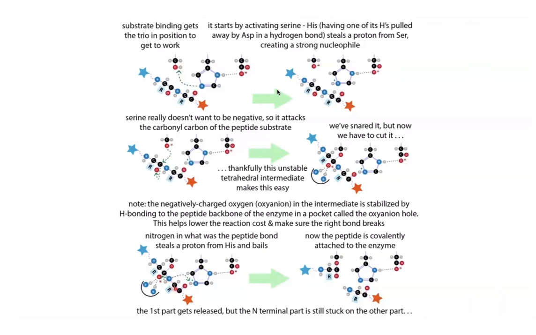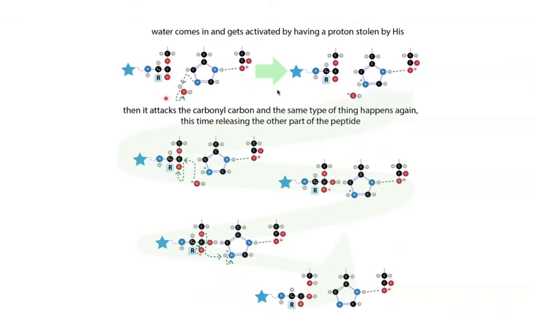This is going to break the first part off, but the N-terminal part is still stuck on the other part. So you still have a part that's stuck to the enzyme, and then you have a part that has been broken off. In order to use this enzyme again, we need to regenerate it. We need to kick off this other part so that we can do things over again. What are we going to call this? Right, this is going to be one of those general acid-base reactions.